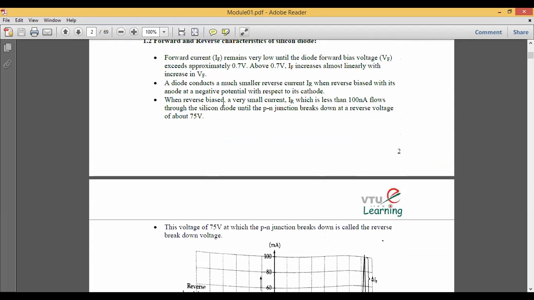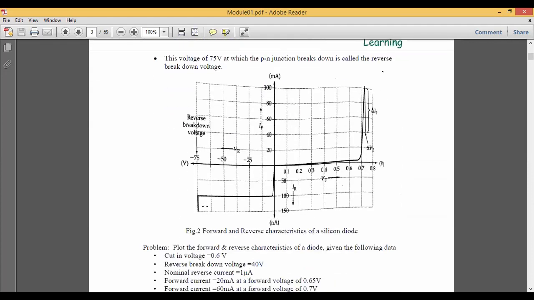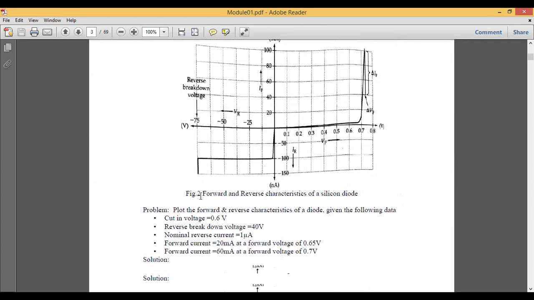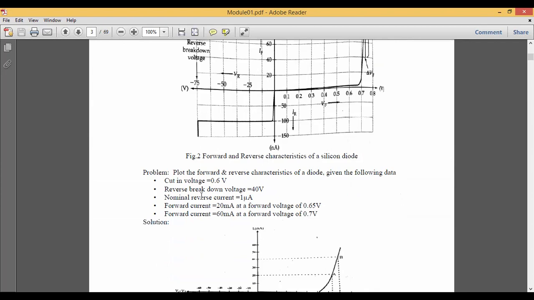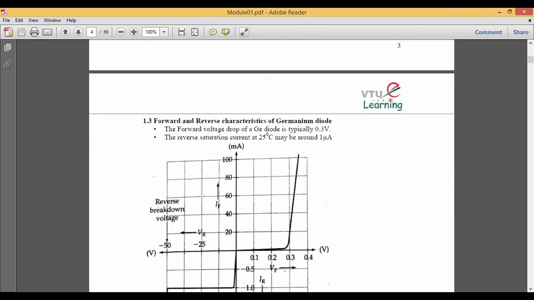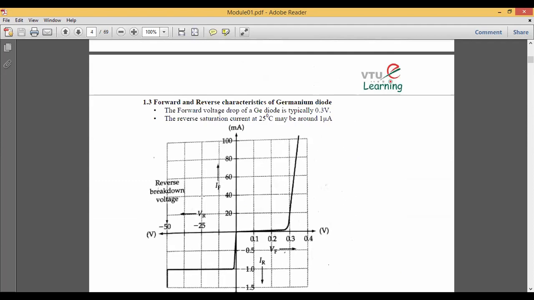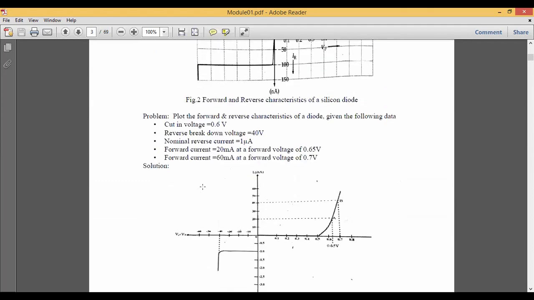When the diode is reverse biased, a small current IR, which is less than 100 nanoamperes, flows through a silicon diode until the PN junction breakdown voltage, at a reverse voltage of about 75. They have just taken an example over here. Till minus 75 you can see a sharp constant line. At 75 it will stop. If you go beyond 75 it will damage. Now what is the problem here? They have just taken a problem here. So this is how the characteristics of a silicon diode work.